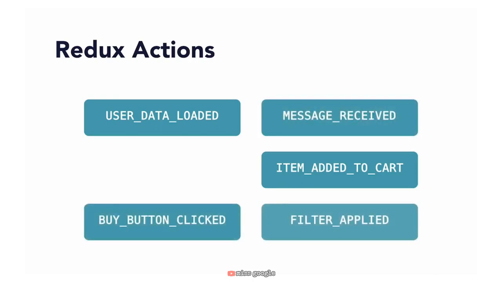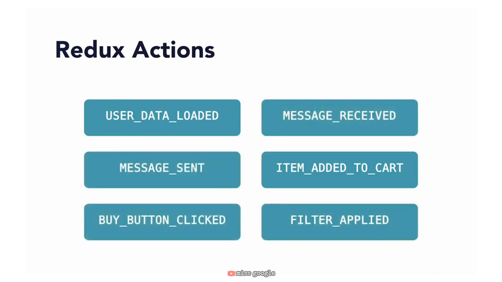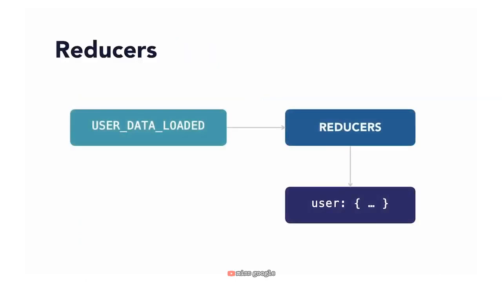Now obviously the number of possible actions in an application can be pretty large, but the point here is that we're explicitly defining them instead of just leaving it to chance. So that's actions. Reducers, on the other hand, are Redux's way of specifying what should happen to our Redux store, our central state, when a given action occurs.